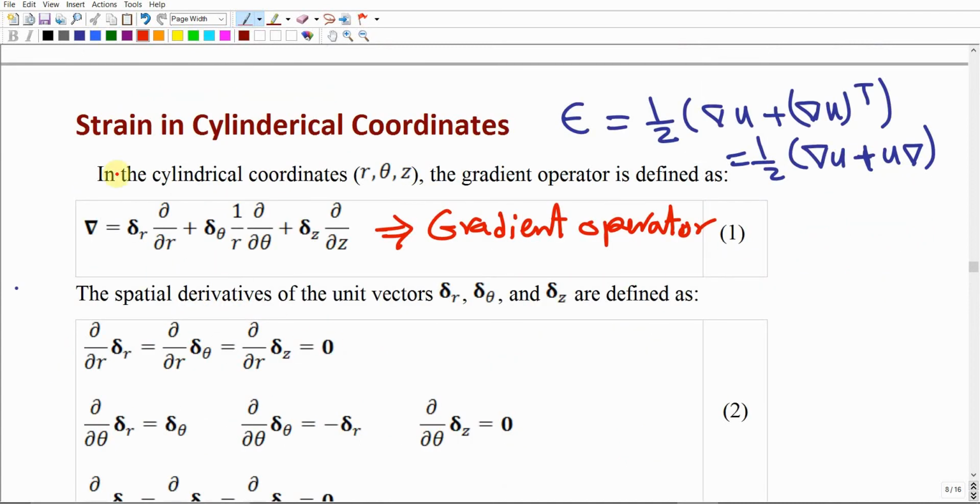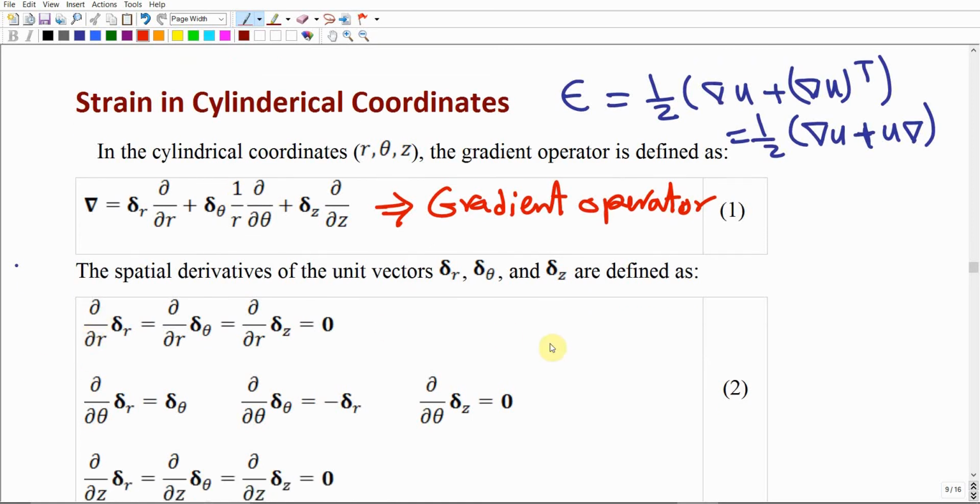So simply, if I ask you to form the strain in the cylindrical or even the spherical coordinates, we're just going to work over the gradient. We're going to do the multiplication of the gradient times the u. This is typically what we do for the rectangular coordinates. We're going to do the same here, but for the cylindrical and the spherical coordinates.